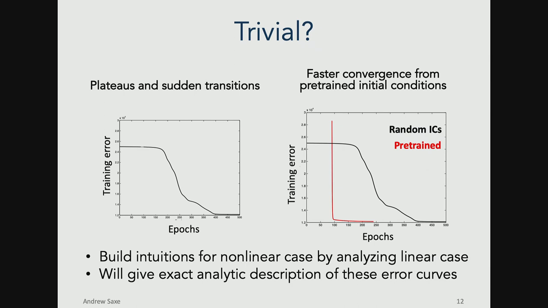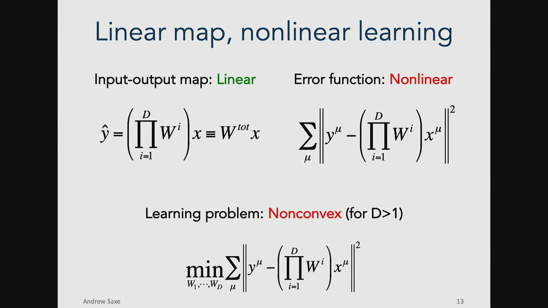Just to clarify why this model is interesting: when I say it's a linear network, what I'm talking about is the mapping from the inputs x to the outputs y hat. But then to do learning, you take that mapping and plug it into some error function, and that's where nonlinearity returns to the problem. Here I'm always going to be using the squared error between some desired set of patterns and what the network produces.